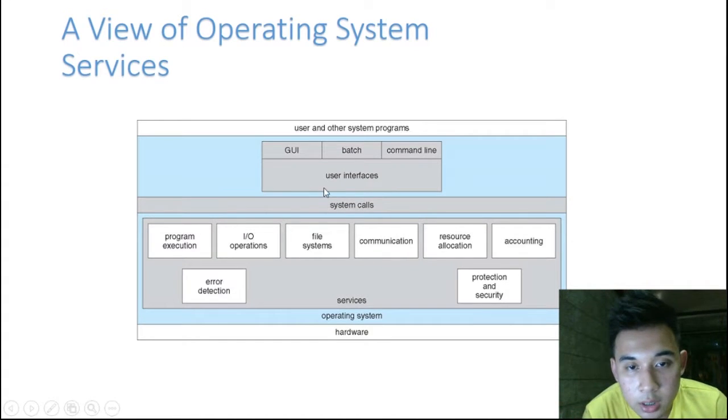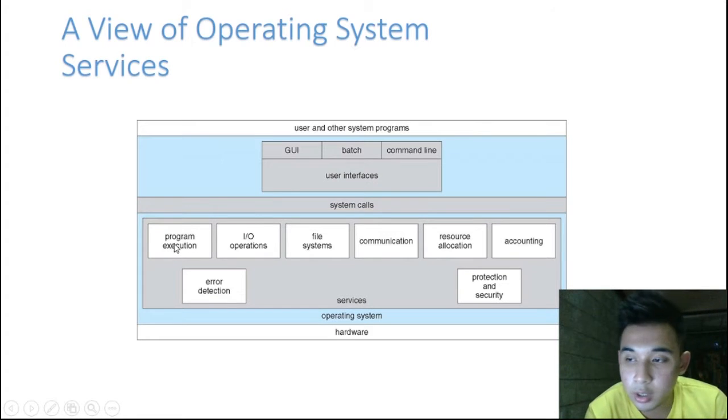The next part is the system calls. The system calls provide a means for user or application programs to call upon the services of the operating system. It is generally written in C or C++, although some are written in assembly for optimal performance. This includes the services of an operating system, including program execution, input-output operations, file systems, communication, resource allocation, accounting, error detection, and protection and security.